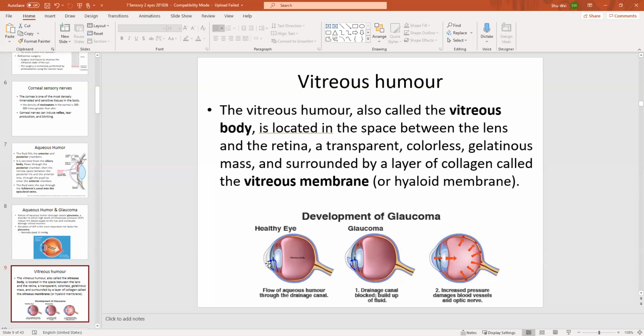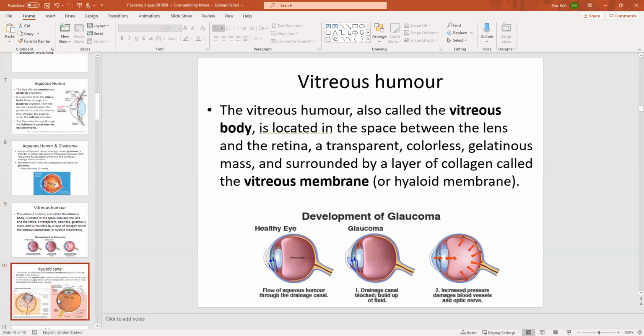When there is elevation of intraocular pressure, it will exert pressure around this anterior chamber and push on the vitreous body, and then the vitreous body will push and squeeze into the blood vessel next to the retina, causing blockage of the blood supply, and that will kill the neurons. This vitreous membrane is also called the hyaloid membrane. All right, so that's that.